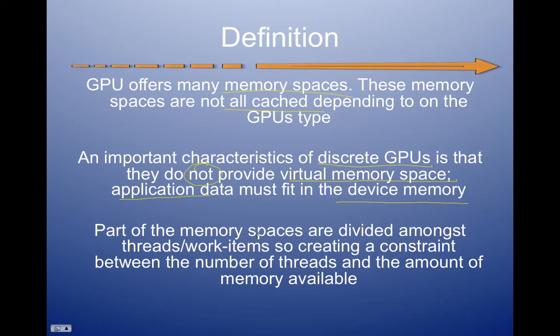Part of the memory spaces are divided between the work items. So this creates a constraint between the number of threads and the amount of memory available per thread. Let's look at that in more detail.